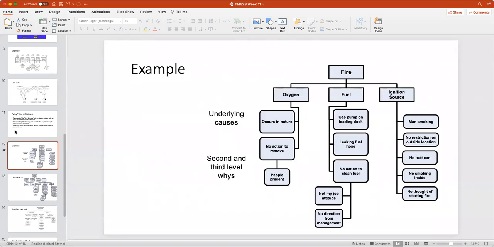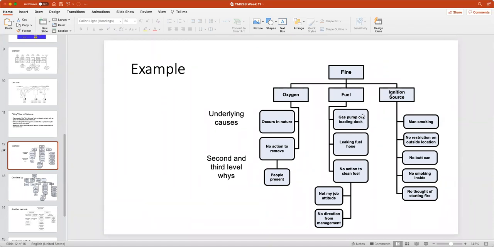So here's an example where you'll go through here. Like, hey, there was a fire. Okay. Well, we know fire needs three things, so we can populate that. There had to have been some event with oxygen, fuel, and an ignition source. Walk down, why is there oxygen? Because it occurs in nature. No action was taken or removed. People were present. You need oxygen around if there's people present.